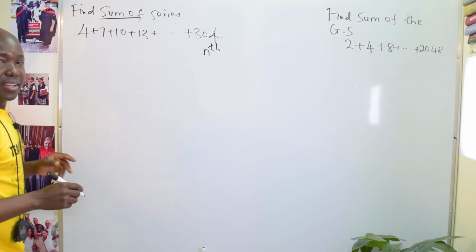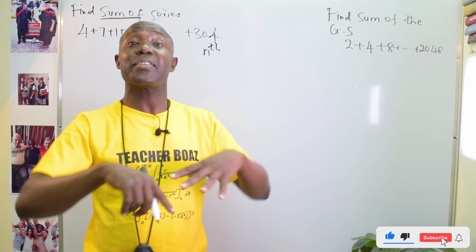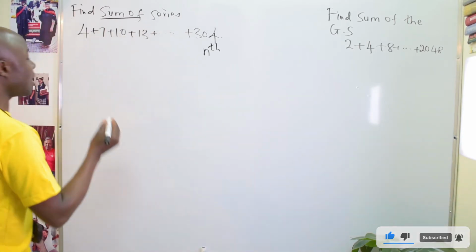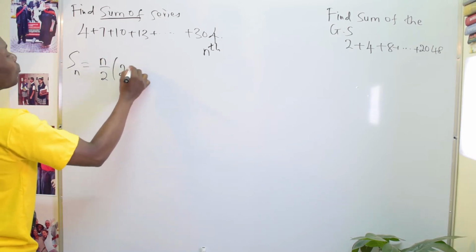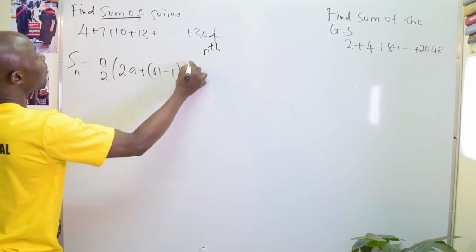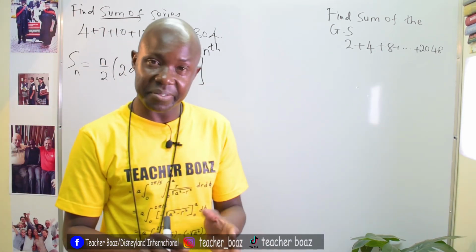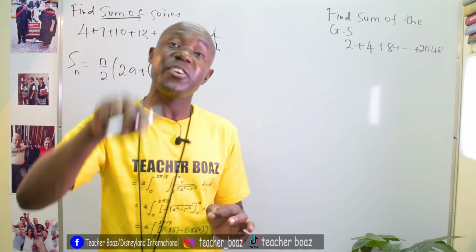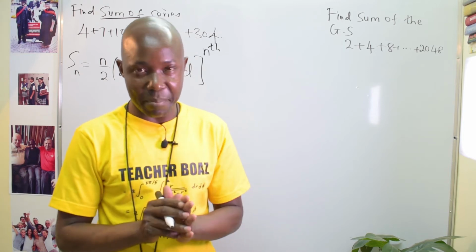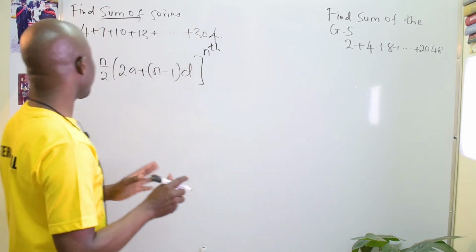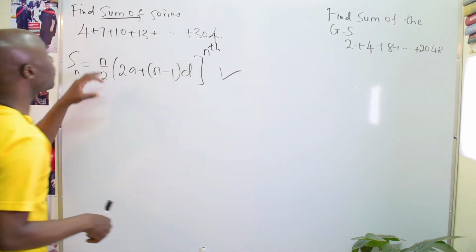For you to answer that question, you must know the formula for getting the sum in any given series. And the formula is very simple. The sum of the terms is always n over 2 into 2a plus n minus 1 into d. I would like you to remember that formula. The sum of the terms for an arithmetic series is n over 2 into 2a plus n minus 1 into d, where d is the common difference, n is the number of terms. So by the rule, the moment you know this law, it is what will be applicable here.